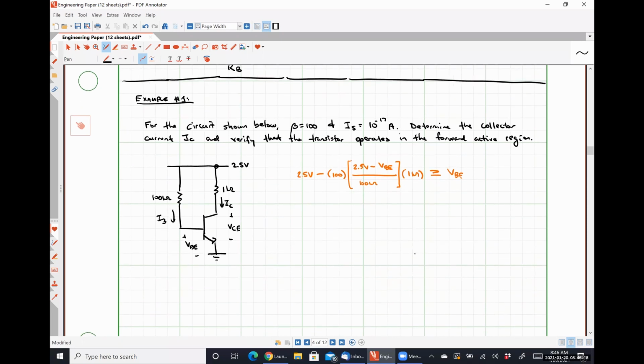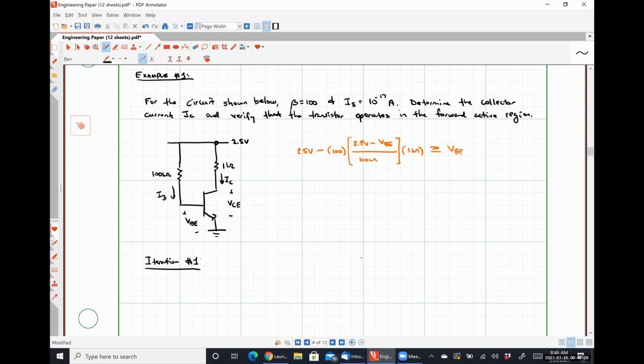So let's label this iteration number 1. We are going to take a shot in the dark and make a guess at what VBE is. So somebody throw me out a number. What was that? 1 volt. 1 volt. All right, let's see what happens.